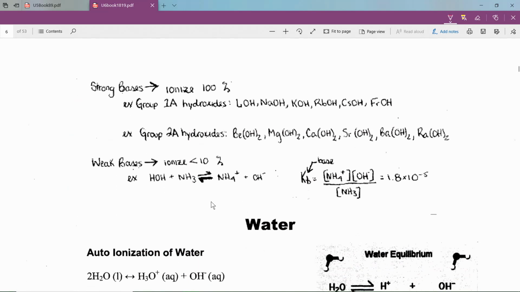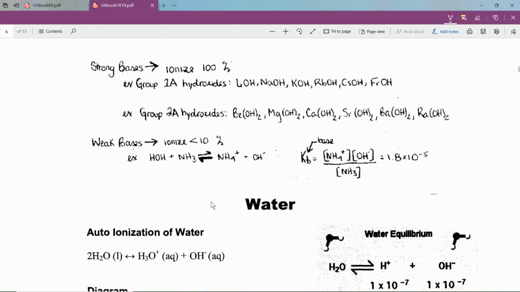Okay, let's look a little bit at strong bases. Bases don't have as many categories associated with them as acids. We have strong bases, which are the group 1A hydroxides and the group 2A hydroxides. So I list them all. Lithium hydroxide, sodium, potassium, rubidium, cesium, francium, and the group 2 hydroxides. Beryllium hydroxide we rarely deal with. So the other ones we do, and they're strong bases.